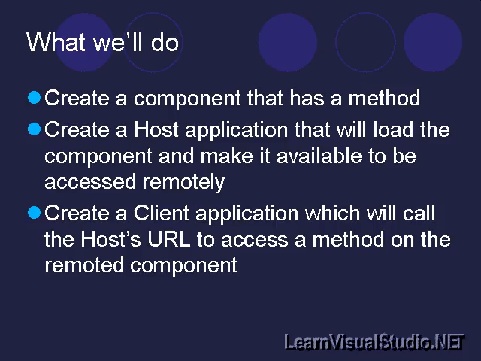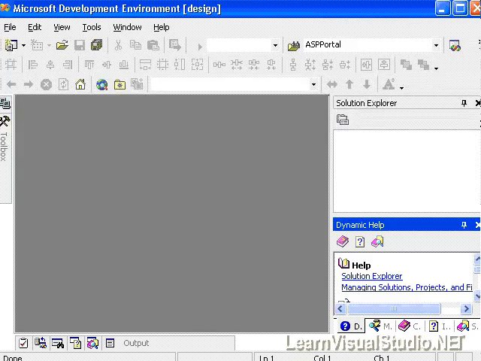So that's the second thing we'll do. We'll create a host application that will load the component and then make it available to be accessed remotely. And then the third thing we'll do is create a client application that's going to call the host's URL, and it's going to access a specific method on the remoted component. The only method, in this case, that's on that component.